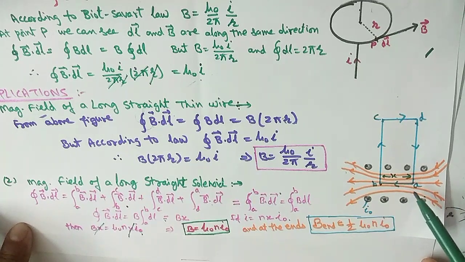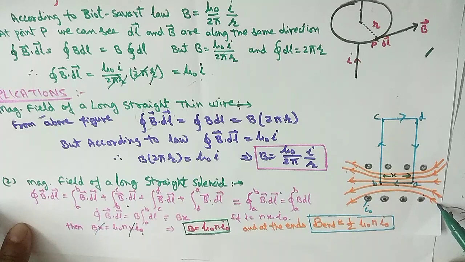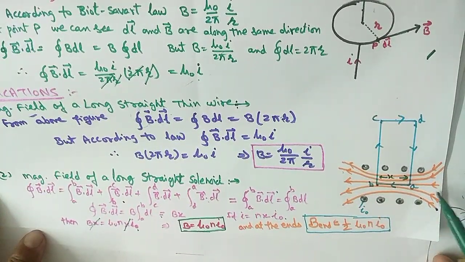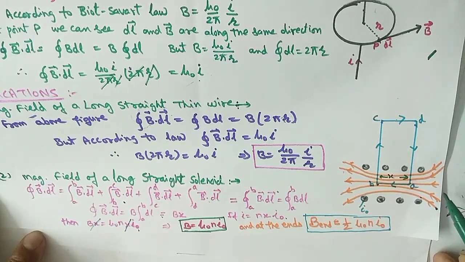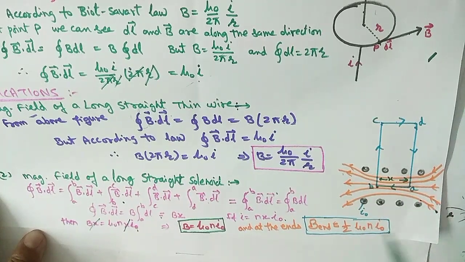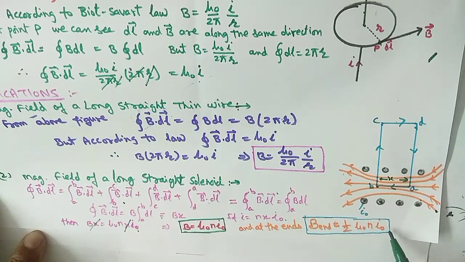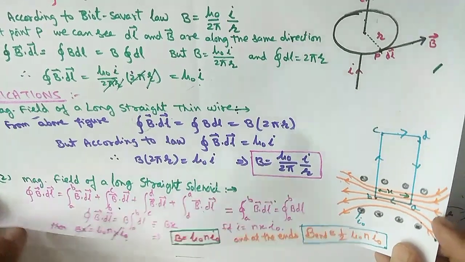Clear, students? Now one case you have to remember, useful in numericals especially: at the ends of the solenoid the magnetic field is always reduced to half of its value. So at the ends of the solenoid the magnetic field is given by half mu naught n I naught. Remember this formula, useful in competitive examinations as well as in numericals.